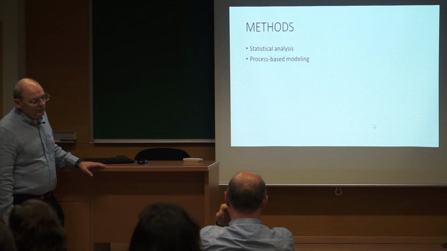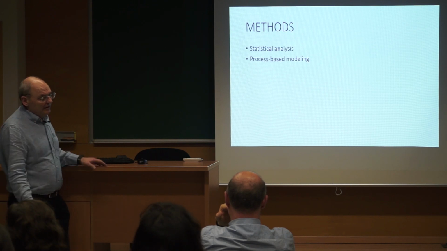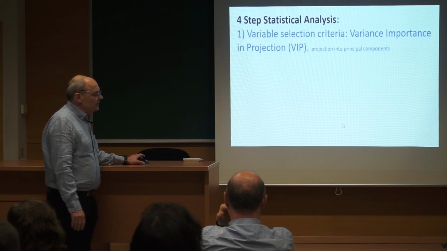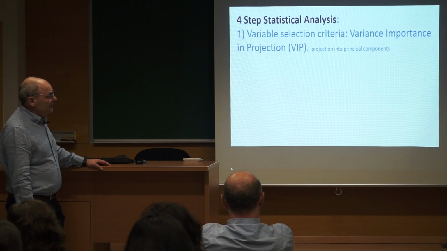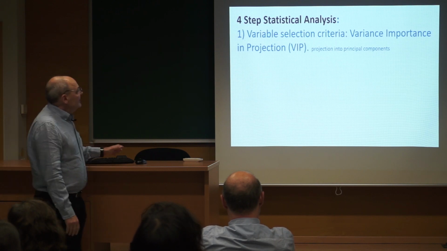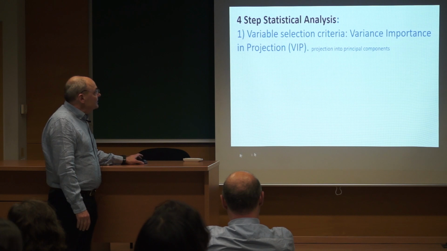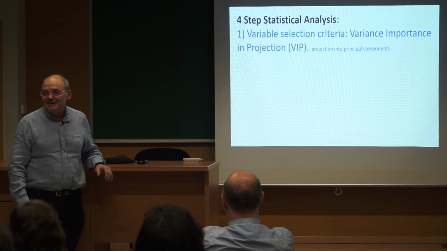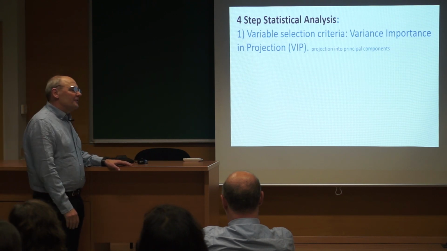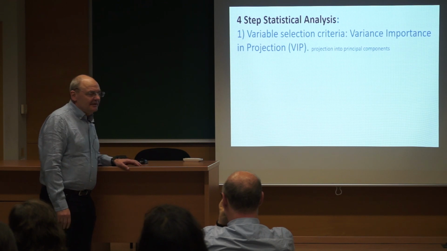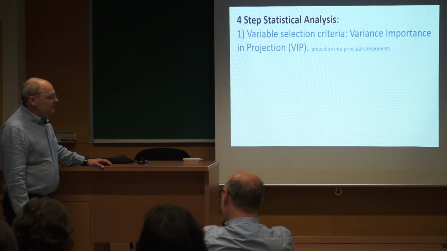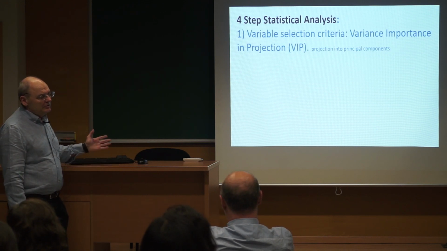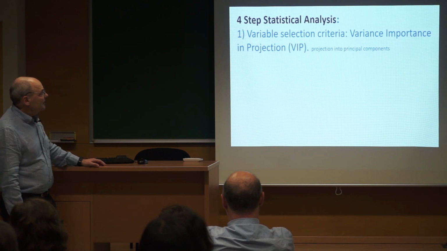For methods, we use two: one is statistical studies, and the other was process-based modeling for certain dependencies which we consider in this work. Statistical analysis consisted of, I would say, 4 steps. First was variable selection. We have so many variables, 60 variables and only 26 cases. That would cause a lot of trouble for students who study linear regression, multiple regression. So that's why we have to use a new technique, and we use VIP, variable importance in projection.